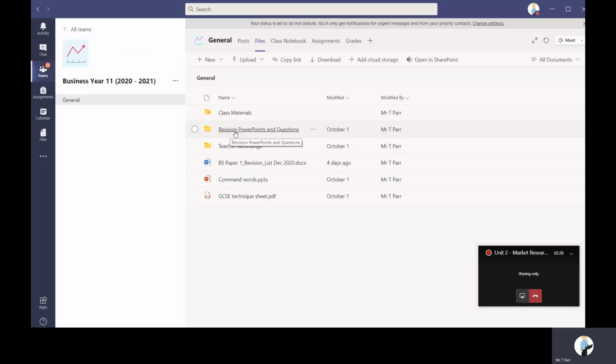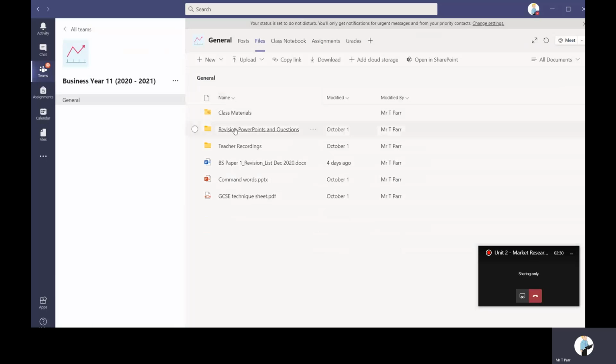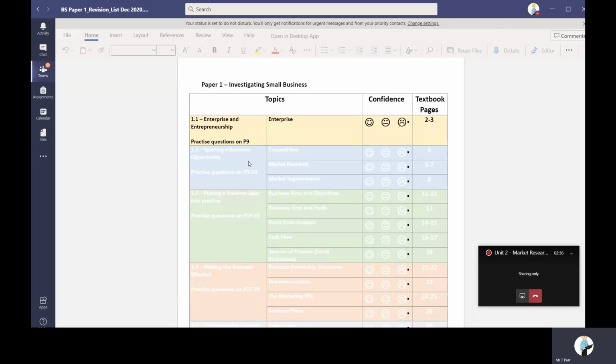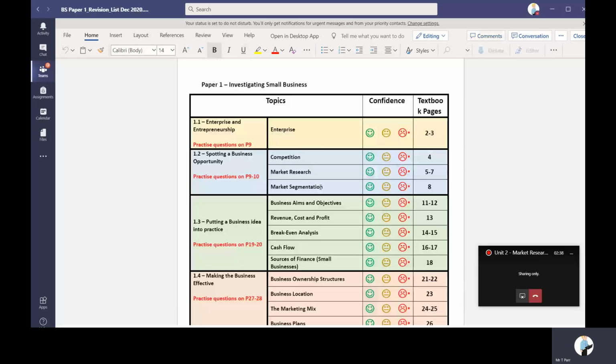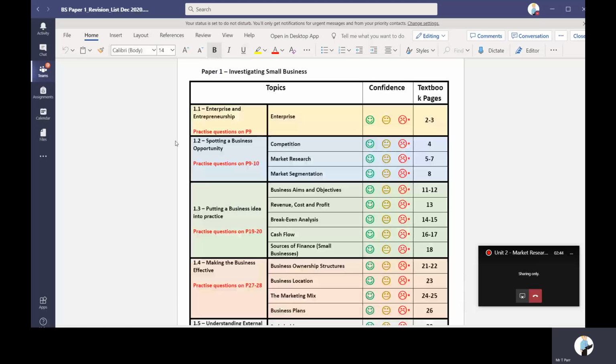We've also got on here revision PowerPoints and questions. This is basically all the PowerPoints for every single unit for business studies, stuff we'll be using in the lesson. And there's your revision list as well. I'll put that there too. So everything you need to know for the exam, referring also to the CGP textbook to help you. All right, let's close that down.